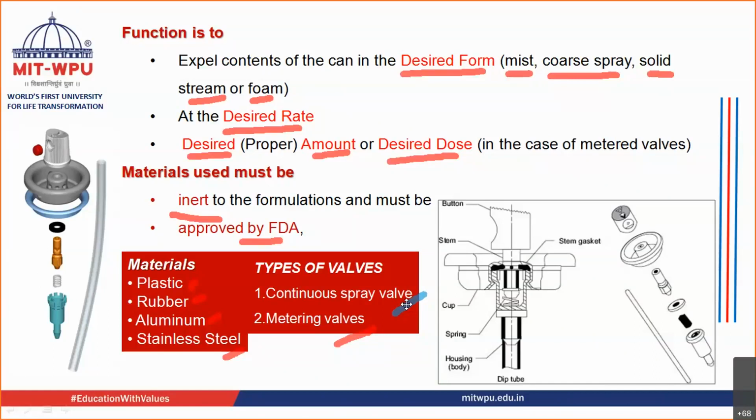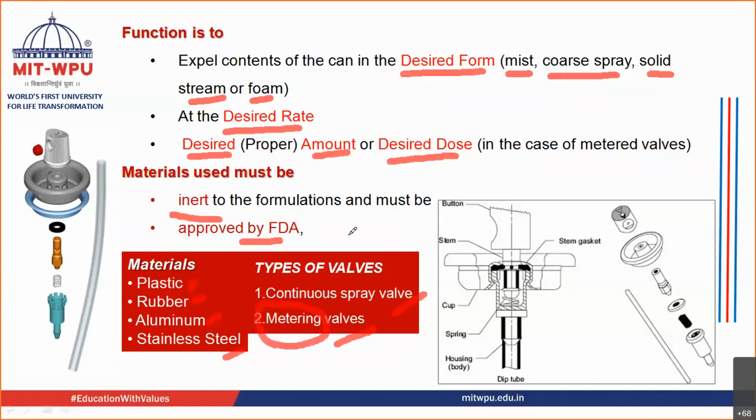So as soon as you press the actuator, the exact amount of material is coming out. Hence they are known as metered valve, because an exact, metered amount of material is coming out. Whereas in case of continuous spray valve, once you spray, the continuous spray is going to come out. Not an exact amount. It is going to go on expelling the contents.